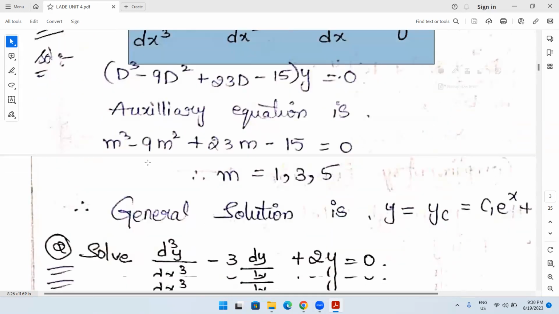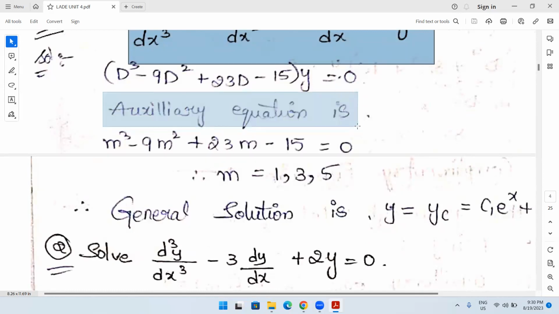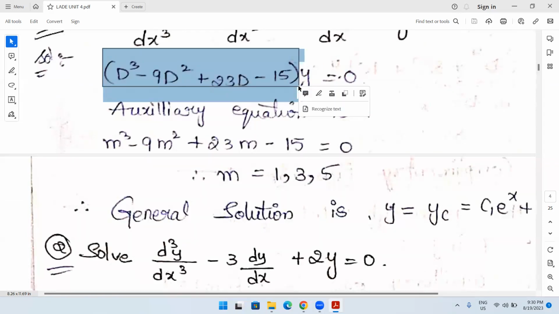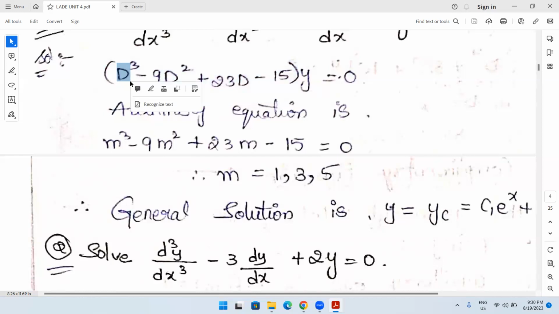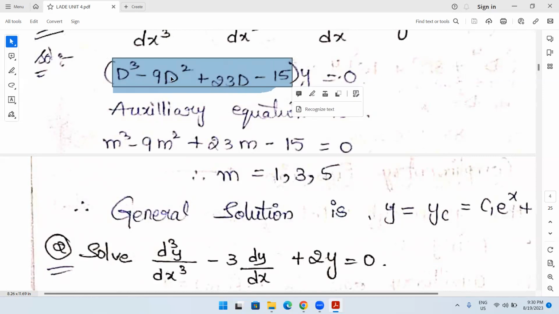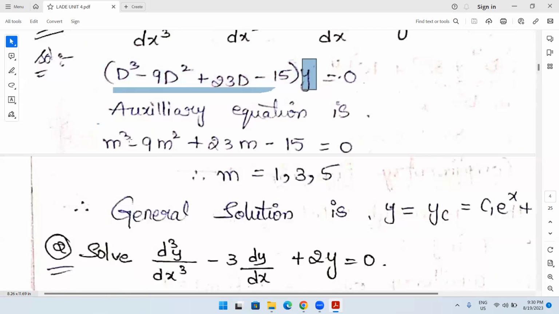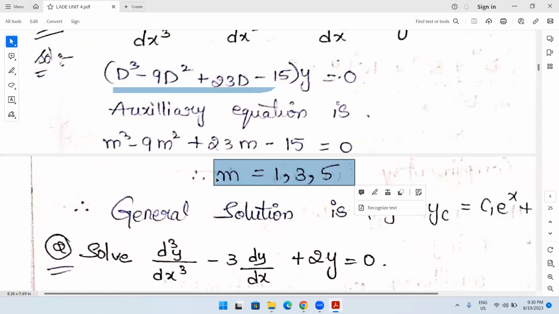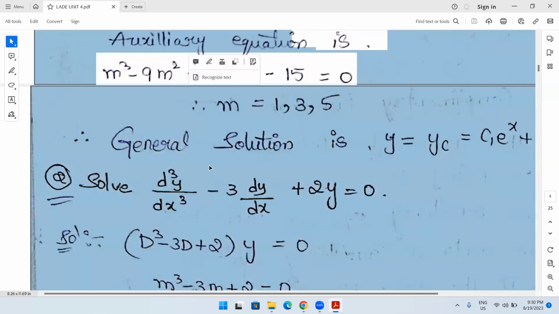The second step is to write the auxiliary equation. How do you write the auxiliary equation? We ignore y and take only the polynomial in D, and in place of D we put m. That is the auxiliary equation. So m cube minus 9m square plus 23m minus 15 is equal to 0. Since it is a polynomial of degree 3, we find 3 roots. What are the 3 roots? m is equal to 1, 3, 5. We can find the roots using calculators or some other methods.